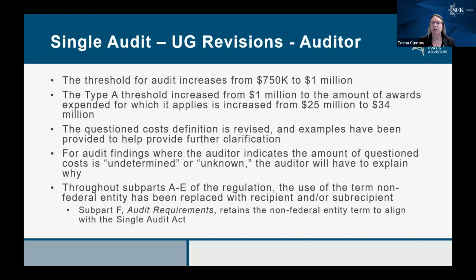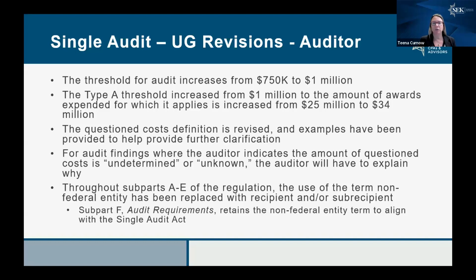So this slide just talks a little bit about the auditor, what we need to follow, what we need to look for, what we need to do in our analysis. The threshold has increased from $750,000 to $1 million. So when Kevin mentioned earlier about the threshold being $750,000 of accumulated or cumulative federal expenditures, that number is going to turn into $1 million. So the trigger point for a single audit will be $1 million of total federal expenditures.